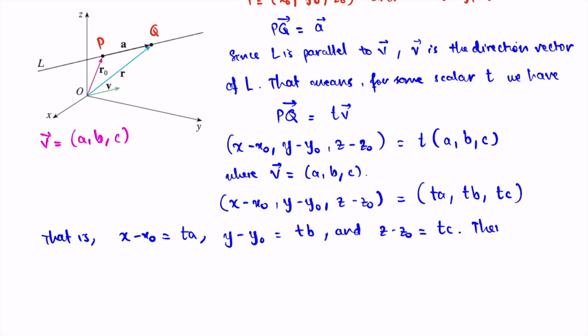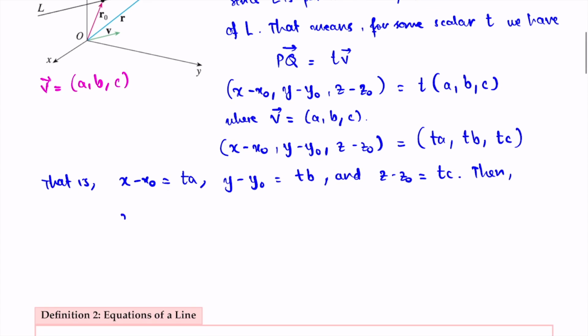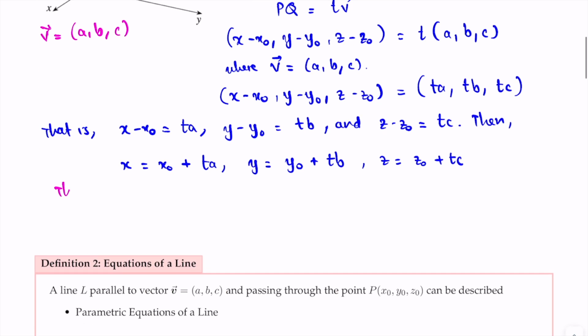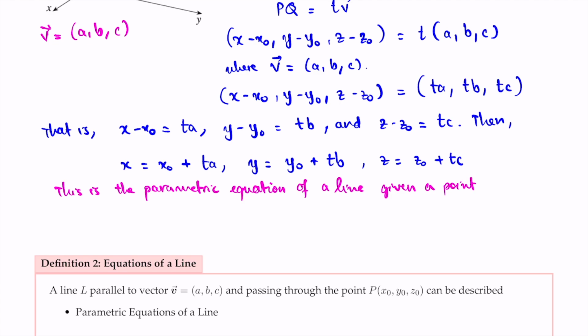Then we can solve for x, y, and z. So from the first equation, you get x equal to x0 plus t times a, y equal to y0 plus t times b, and z is equal to z0 plus t times c. So these equations that we just obtained are called the parametric equations of a line, given a point and the direction vector. Alright, so that's one form of equations of a line.